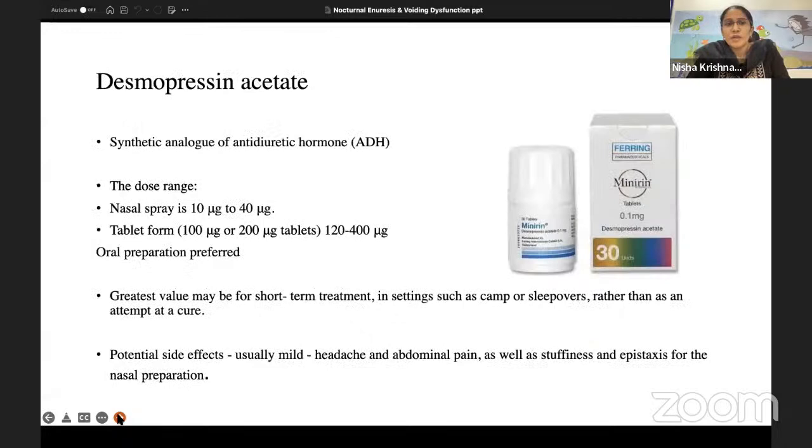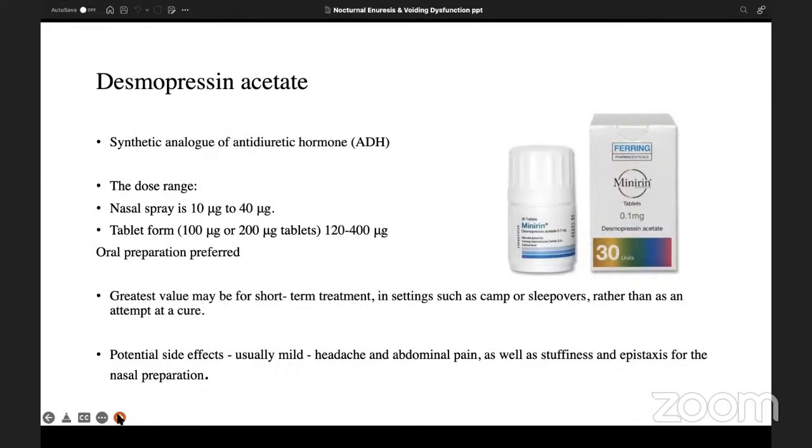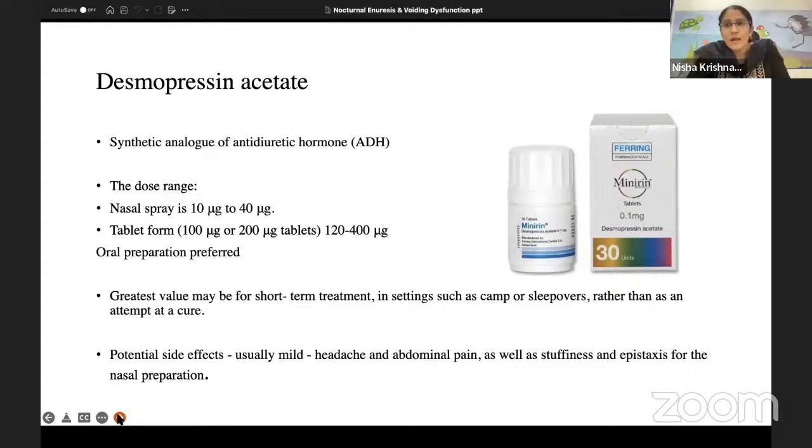The other options, which are more of a short-term benefit, are drugs like desmopressin acetate, which is an analog of the antidiuretic hormone. Now, since it is believed that there is a deficiency or a lesser amount of ADH being secreted in these children during their deep sleep, it is thought that if we supplement the ADH, it might help prevent these episodes. So there was the option of nasal spray versus a tablet, but tablets are thought to be more useful and safer to use in such children. They are most valuable when you're using them for short-term benefits.